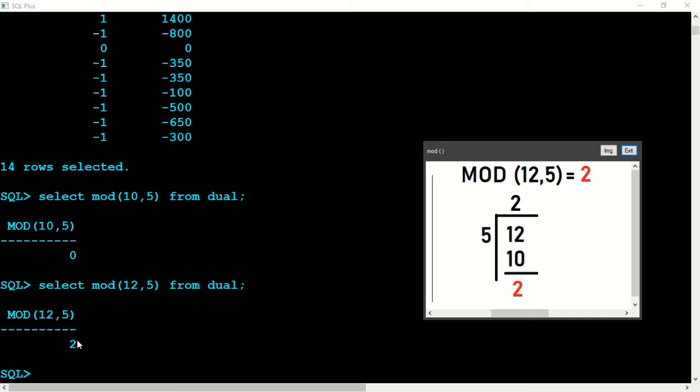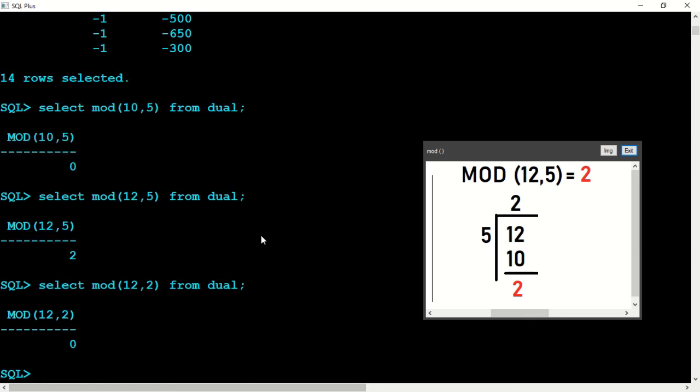Okay, so that means 12 is not perfectly divisible by 5, whereas 10 is perfectly divisible by 5 because it returned 0. That's why it is perfectly divisible by 5. This is another condition. Now if I say 12 divided by 2, this is perfectly divisible by 2, that's why it is 0.